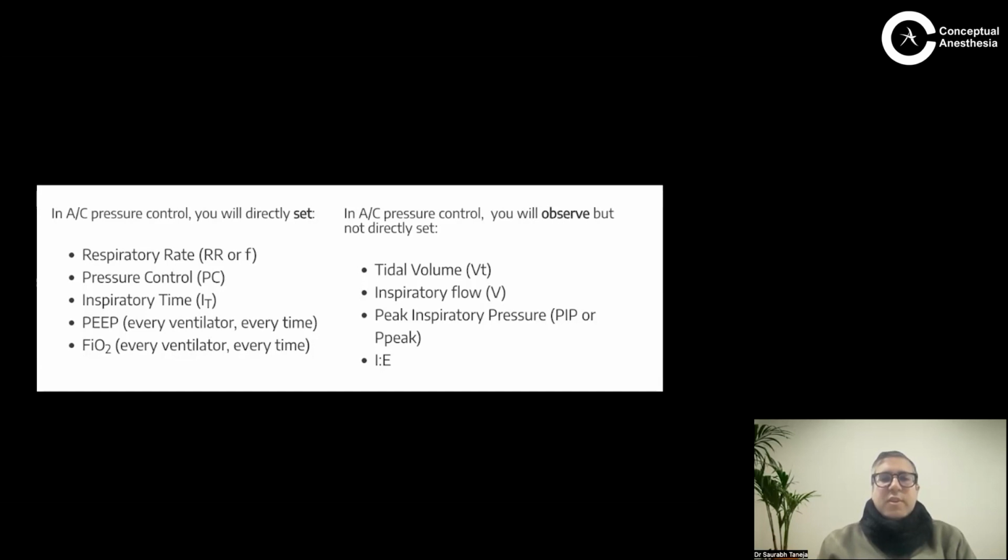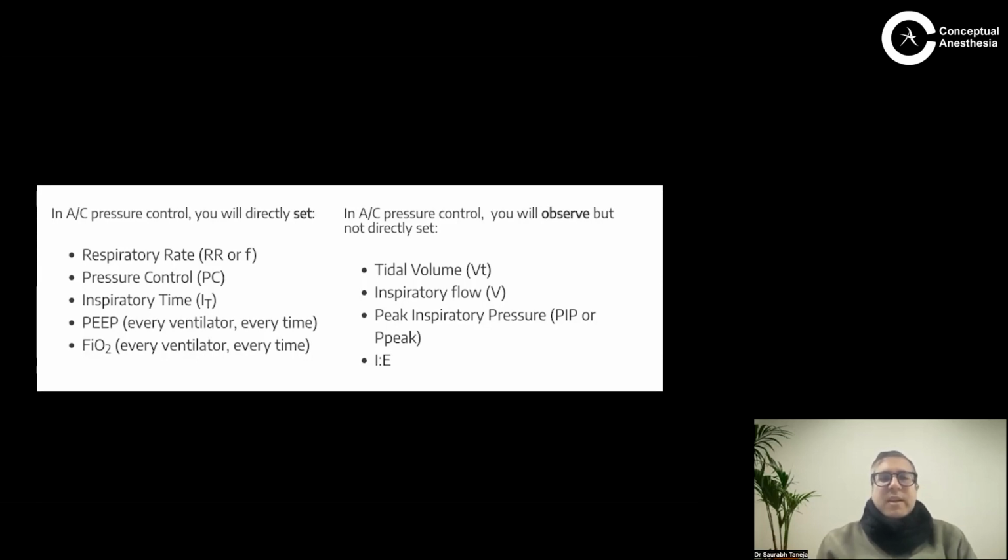So remember what you set here, and we'll be discussing what we set routinely. How do we set the respiratory rate, pressure control, inspiratory time, PEEP, and FiO2? PEEP, as in volume control, we will set around 5 to 6 in a normal patient. FiO2, we always start from 100. We do a blood gas analysis after 30 minutes or so, and then we gradually decrease the FiO2 depending on what the PO2 is.